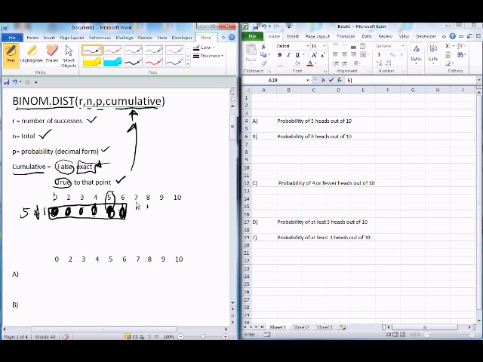So if you're looking for an exact, like exactly 5 out of 10, then you would type in false. If you're looking for 6 or fewer, 3 or fewer, where you can have more than one possible answer, you would type in the word true.